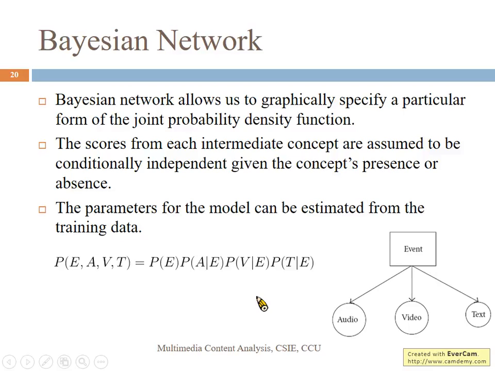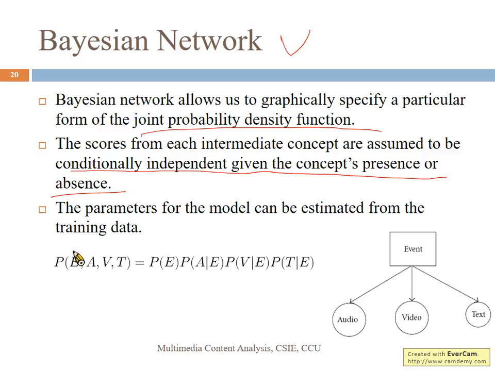The Bayesian Network allows us to graphically specify a particular form of the joint probability density function. And the scores from each intermediate concept are assumed to be conditionally independent given the concept's presence or absence. Basically, Bayesian Network is a very generic model. If you are interested in such technology, please refer to related works. Right here we just briefly introduce the idea. The parameters for the model can be estimated from the training data.